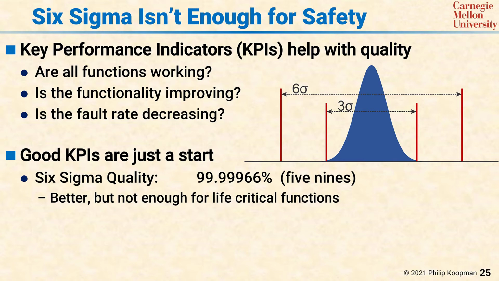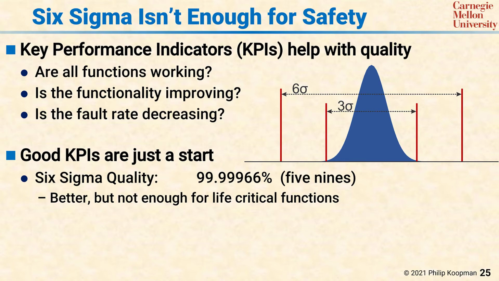Six Sigma quality is 99.99966%. This is commonly referred to as 5 nines. That means there's 5 nines in the decimal expansion. That's certainly better than 3 sigma, and it's certainly better than doesn't really work. But it's not enough for life-critical functions.